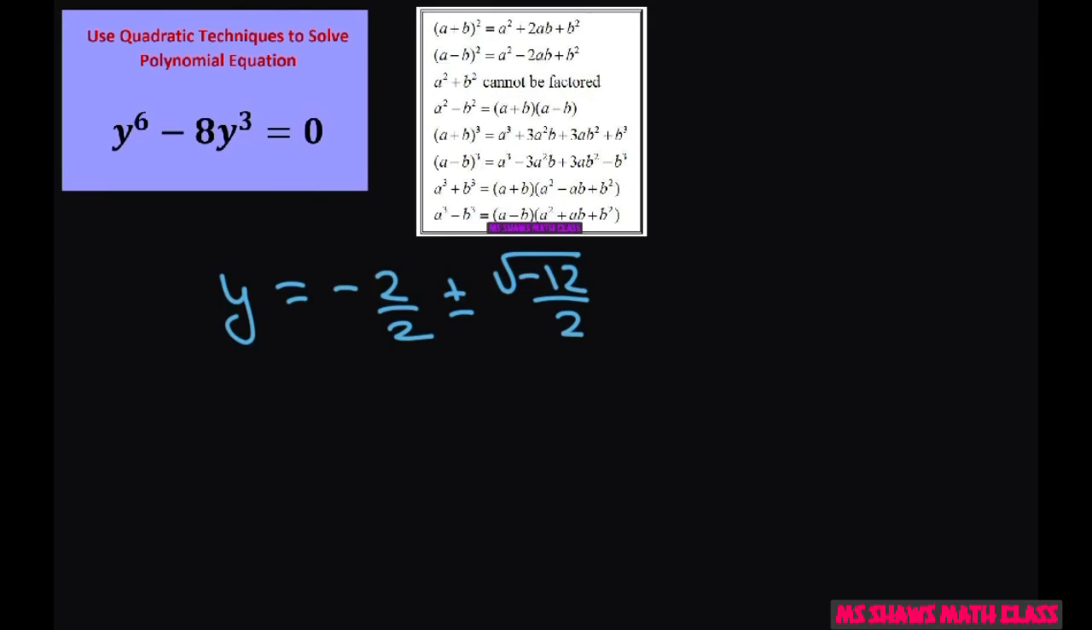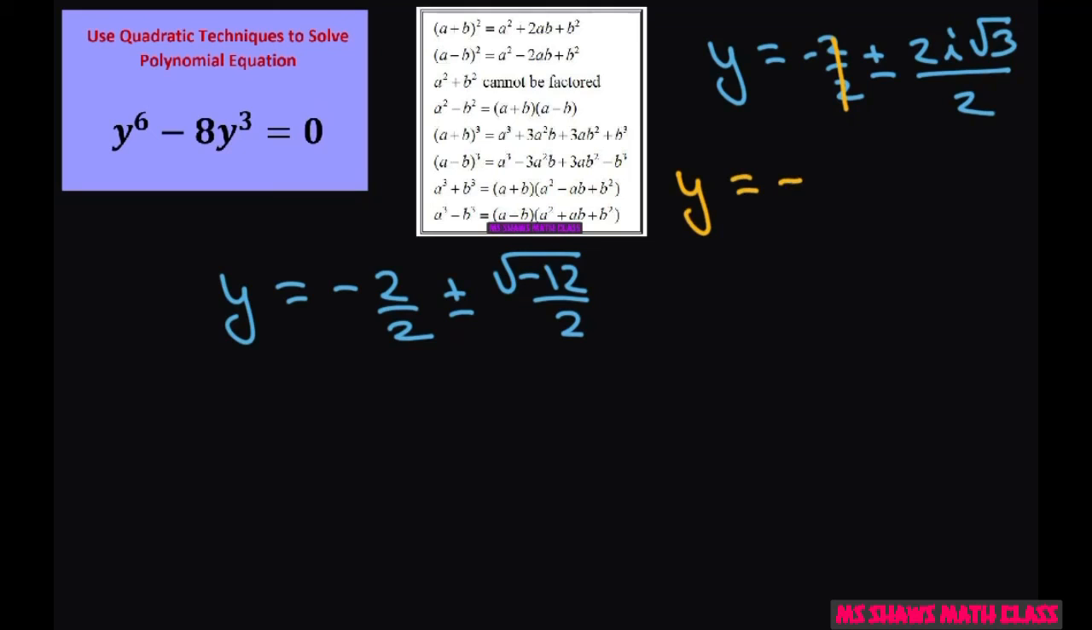Now let's rewrite this as y equals negative 2 divided by 2 plus or minus, and like I said, this is going to be 2i square root of 3 divided by 2. Now what happens is the 2's cancel here. So you get y equals -1. They cancel here. Plus or minus i square root of 3.